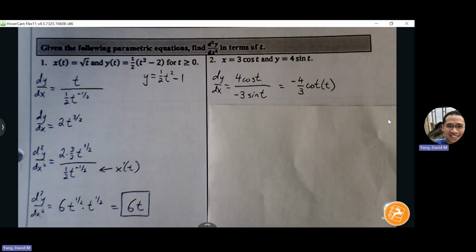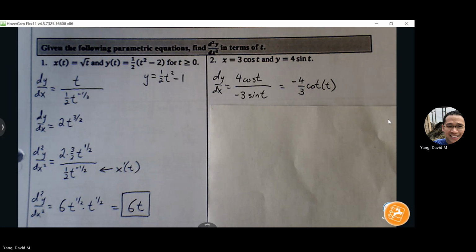There's your halfway point. y prime over x prime, clean that up. And you find the derivative of dy/dx divided by x prime, and that's your second derivative.